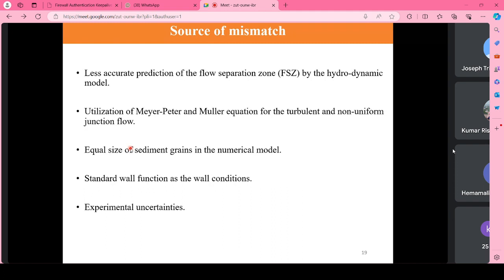Second, we have used a hydrodynamic model that uses turbulence closure. Turbulence closure is not a perfect modeling of any flow simulation. When you use a turbulence model, you cannot simulate the flow in vortices perfectly, and therefore it could not predict the flow separation perfectly, and that is why the bed morphology could not be simulated perfectly.